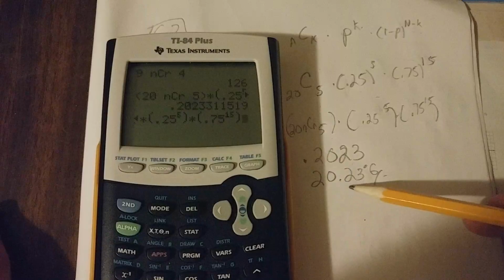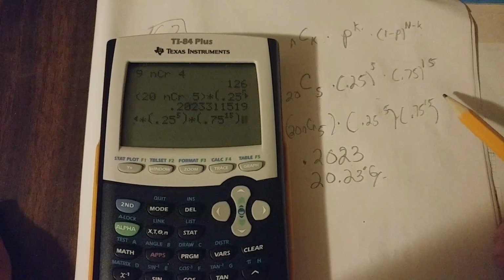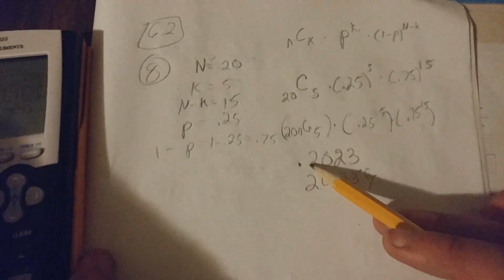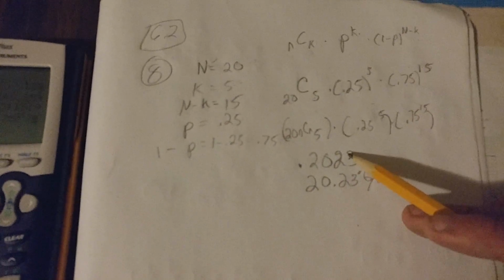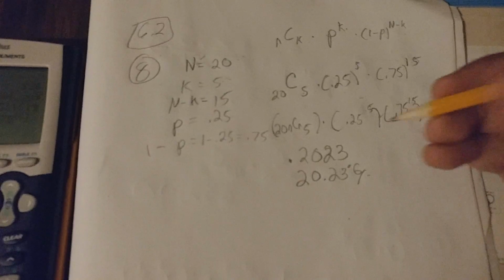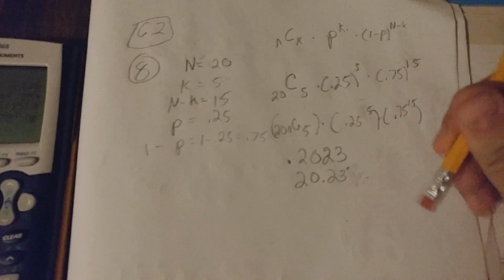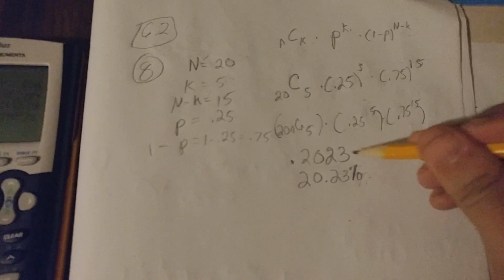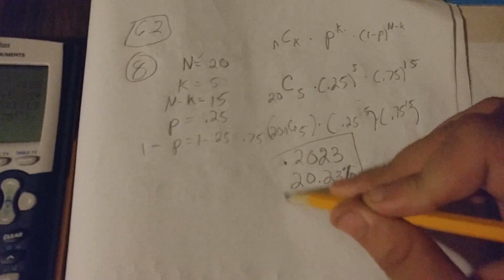You should get 0.2023. And if I turn that into a percentage, that's 20.23%. I'm happy with either answer, okay? So don't sweat it if you don't want to change it to percent. You could just leave it as a decimal. Both answers are correct.